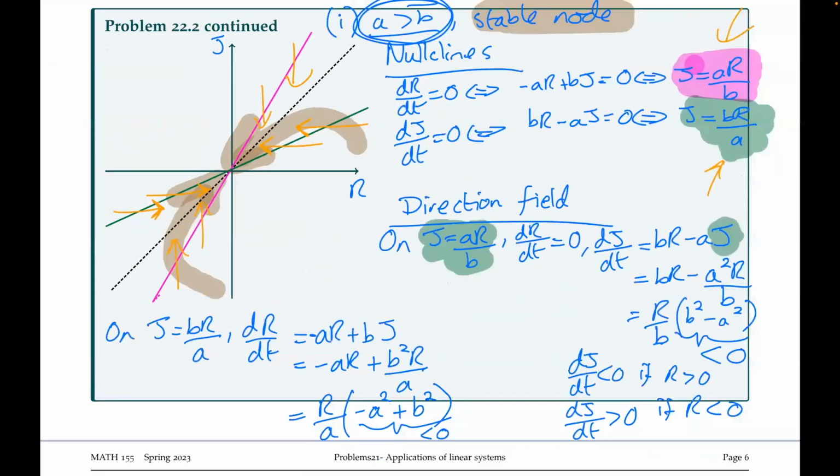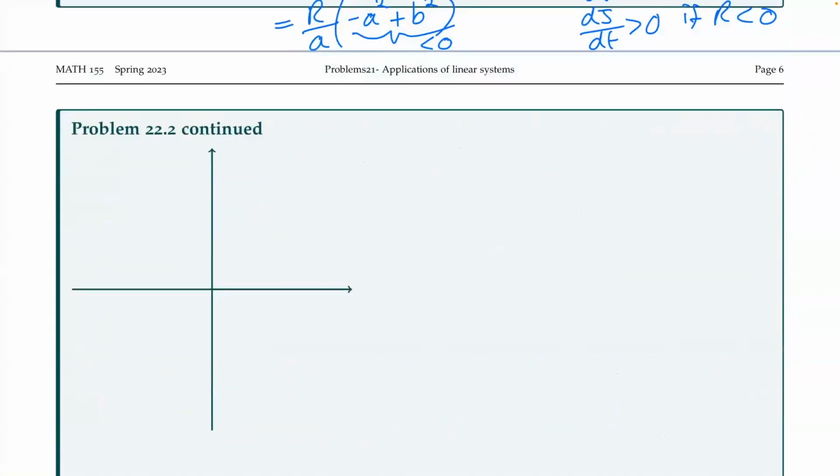Okay, so there's one more example of this, the case where a is less than b. And we know that we have a saddle in that case. Have a go at doing that using exactly the same methods that we've just used. See if you can get to the right result. I'll post the solutions. Practice, practice, practice.